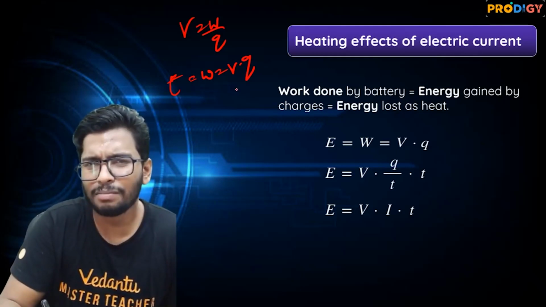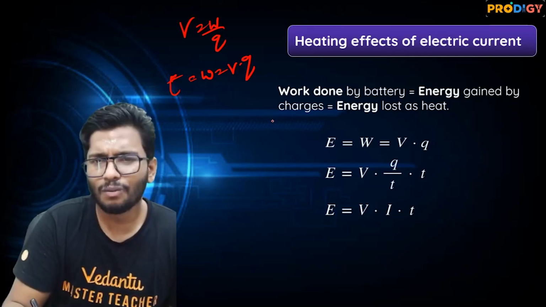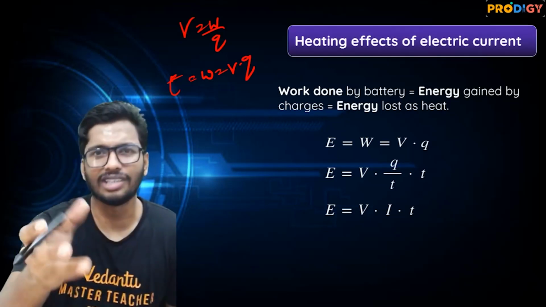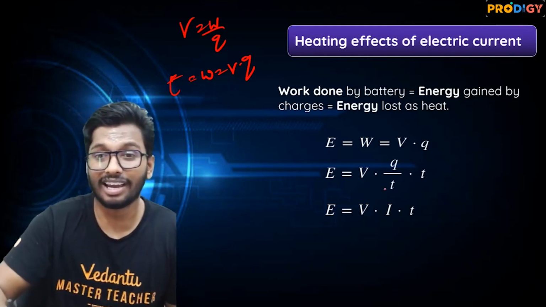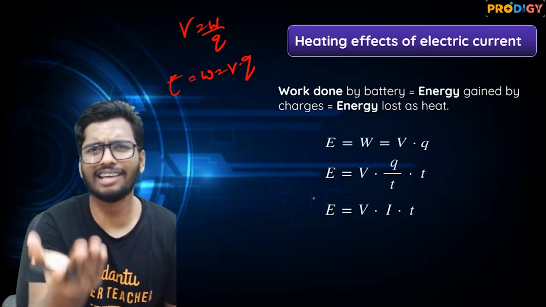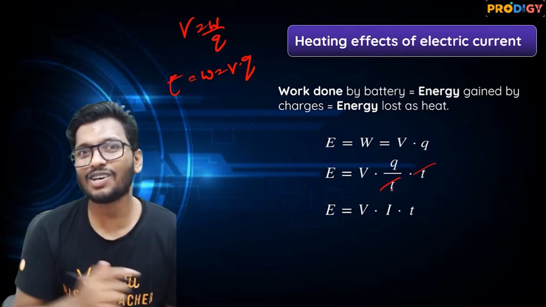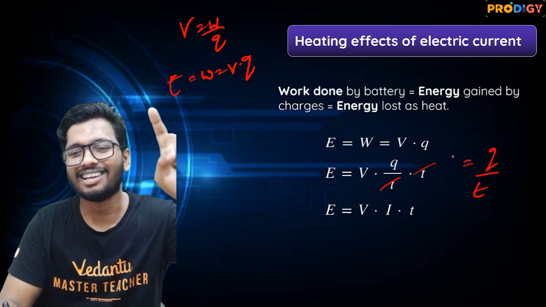Now what is Q? Let's start with Q. Q is nothing but charge. To simplify this equation, I'm going to divide Q by T and multiply it with T. So what will you get? Q by T into T. Again, the value does not change because T gets cancelled. What is Q by T now? From the first concept that we studied, that is nothing but current.